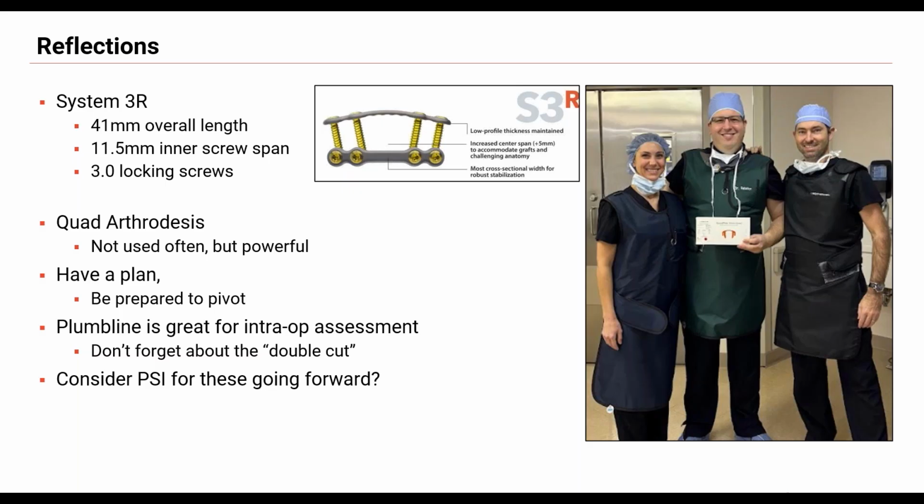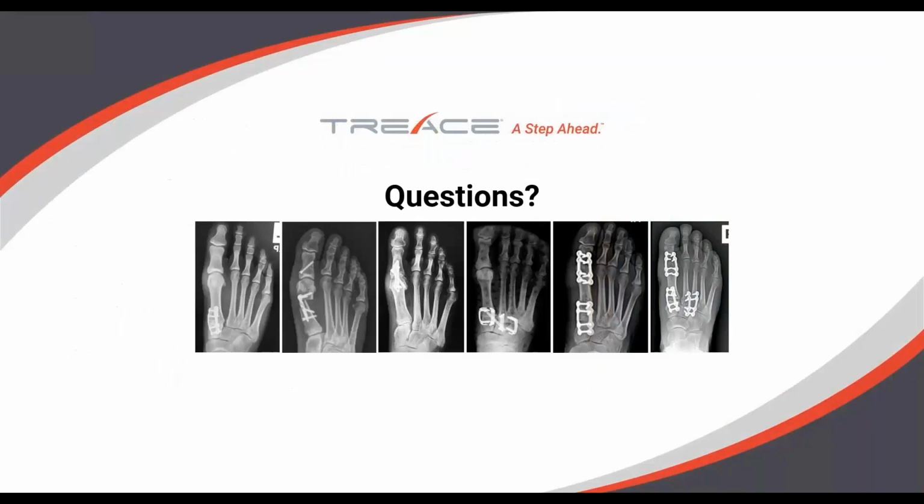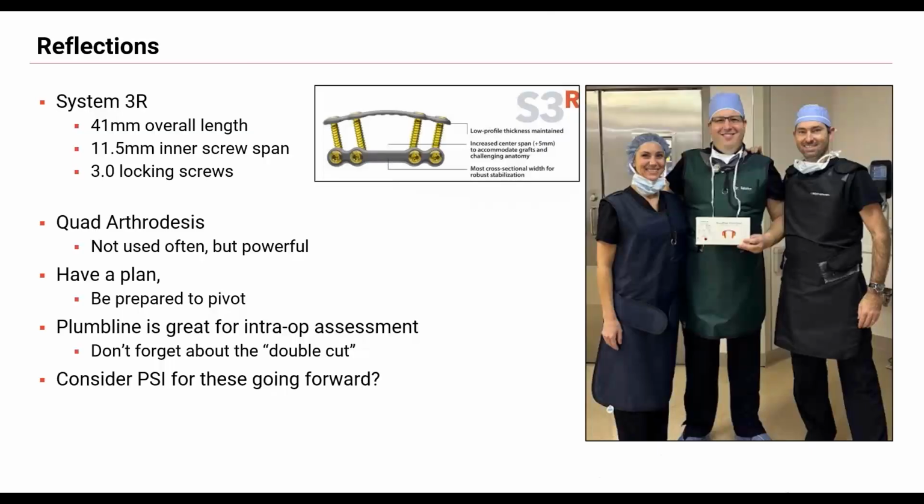Yeah, and to be clear, PSI cases have already been done for adductus correction as well. So just to your point, that's good. Yeah, great stuff. Could you just clarify one thing? When you recut it, you say, I don't have enough correction, I'm going to recut. Why do you only cut on the metatarsal side? Why wouldn't you just go ahead and cut both?